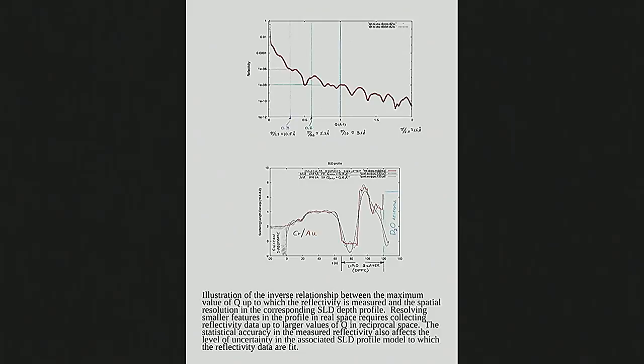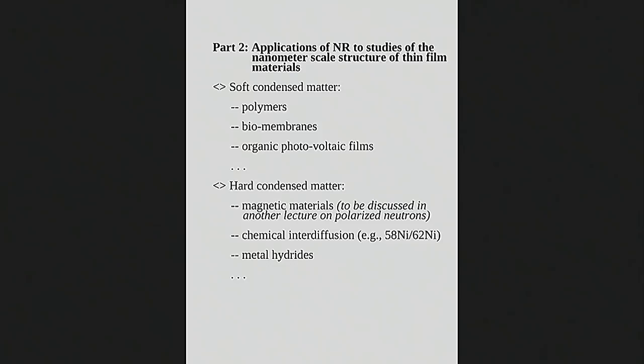So the punchline here is that if you were to measure out to a Q of one reciprocal angstrom, you have a spatial resolution of the order of a third of a nanometer, 3 angstroms. Okay, and it's possible, as you'll see, in some situations and ideal conditions, to get out almost to this, with present facilities, sources, and instruments.